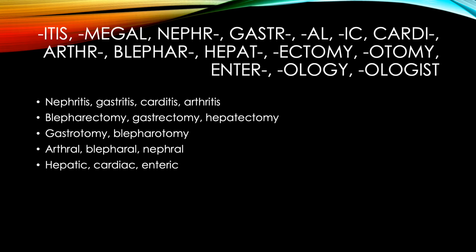So I have nephritis, gastritis, carditis, and arthritis. Nephritis: nephr- means kidney, -itis is inflammation, so we have inflammation of the kidney. Gastritis: gastr- means stomach, so we have inflammation of the stomach. Carditis: cardi- means heart, and carditis means inflammation of the heart. Arthritis: arthr- means joint, we have inflammation of a joint.